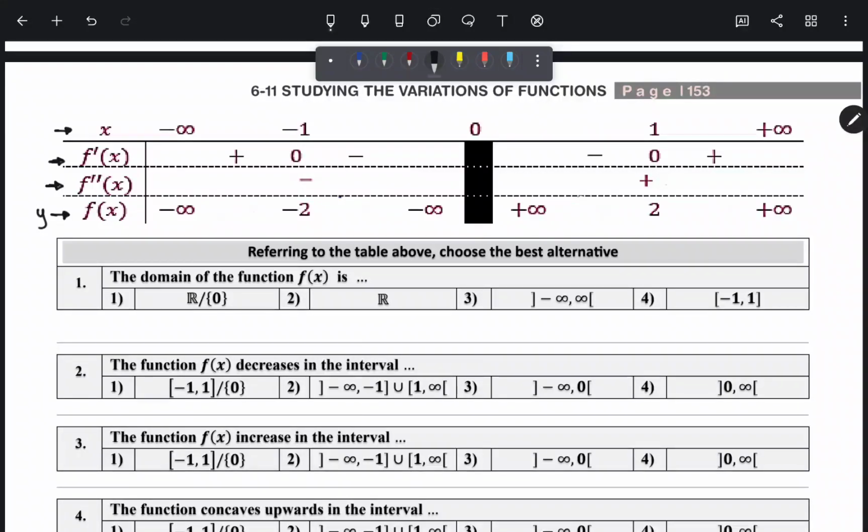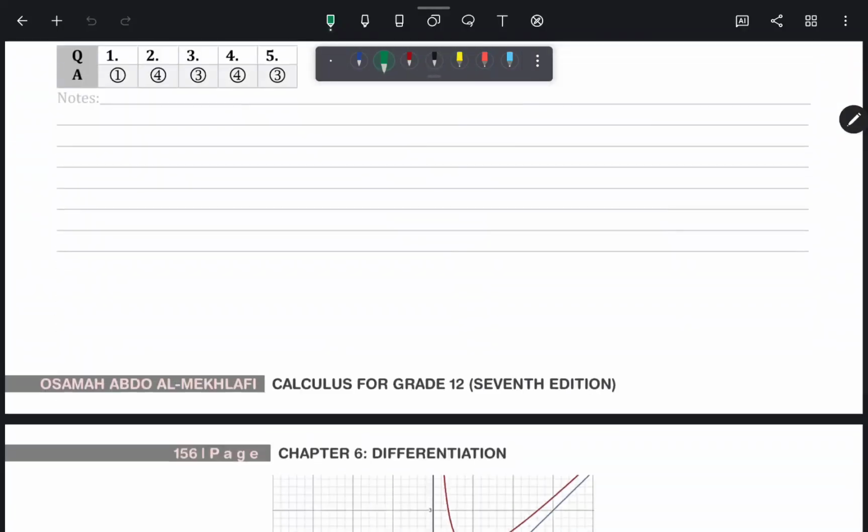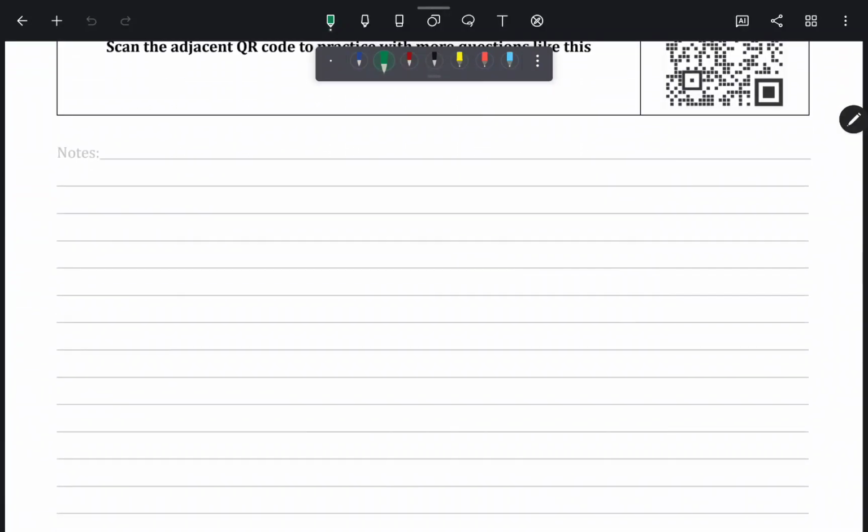First, I'm going to teach you how to deal with f derivative of x. Now look, f derivative of x can have one of 3 possible values in the table. They can write that f derivative of x is positive, or they can write it's negative, or they can give you that f derivative of x is 0.